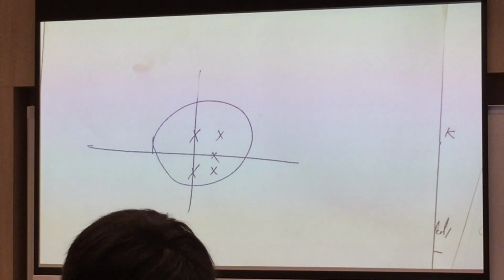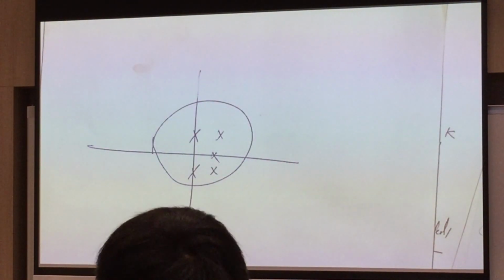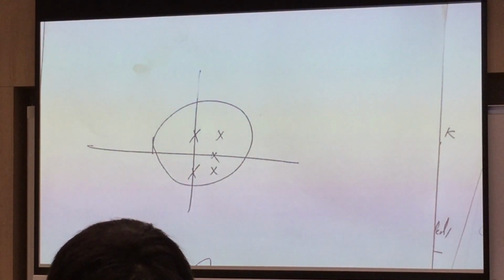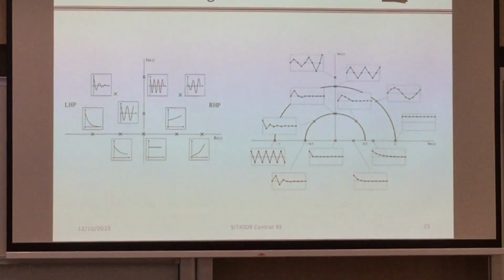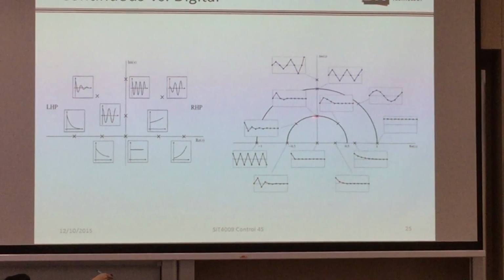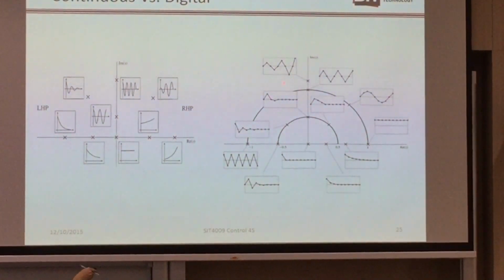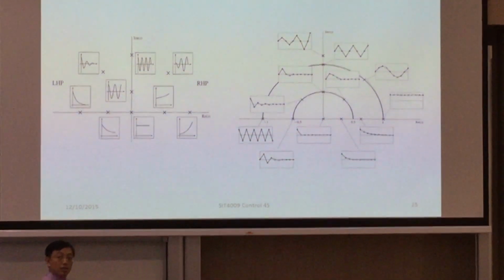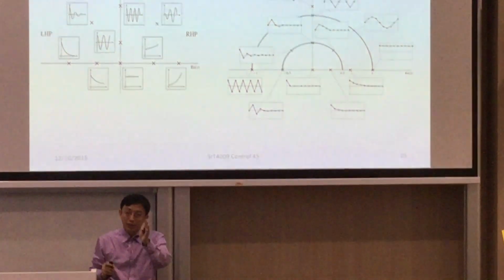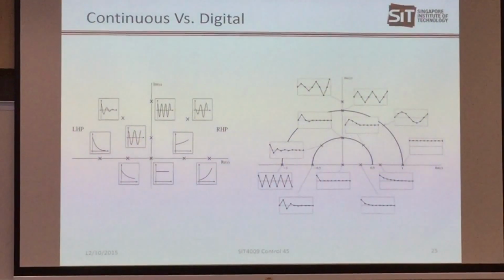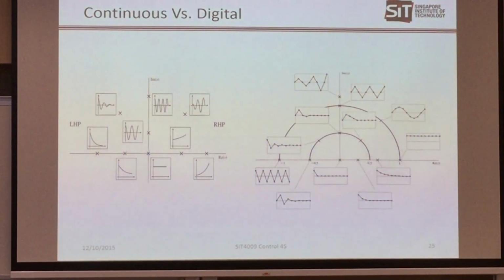If my root is here, what is my response? If my root is here, my response will be something like this. So the output is stable. And this one is basically a value of what? You are evaluating this function.